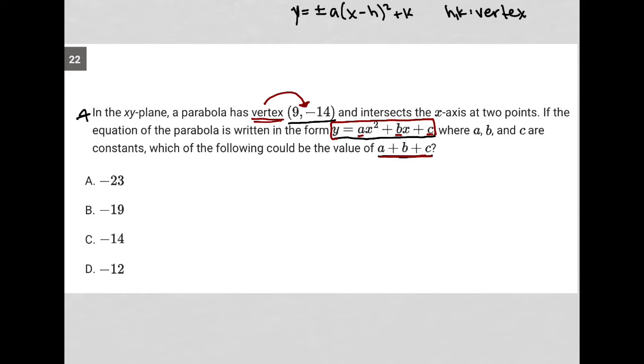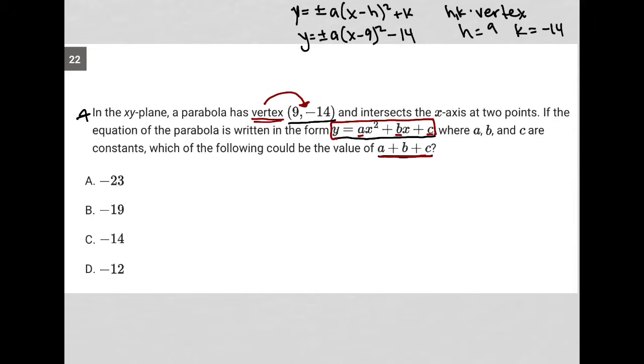So because we know the vertex, I can plug those numbers in. I know that h is equal to 9, and I know that k is equal to negative 14. So let me just rewrite this with those numbers involved. So I have y equals plus or minus a (x minus 9) squared, plus k being negative 14, we'll turn that into a minus 14.